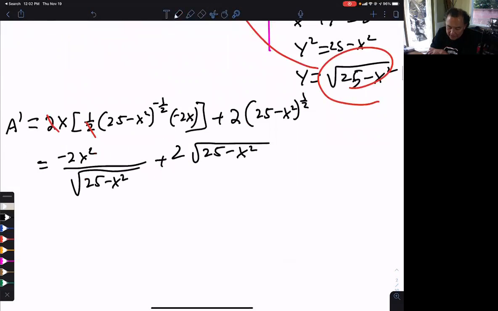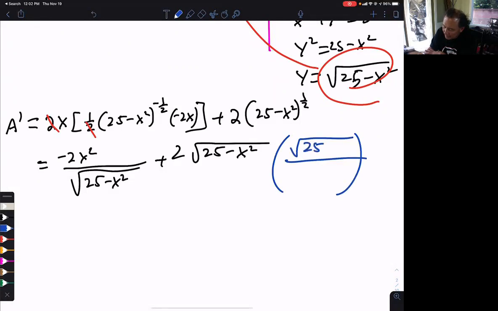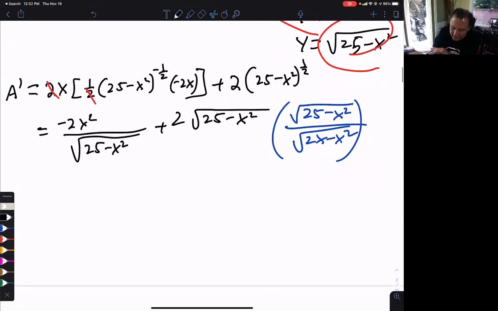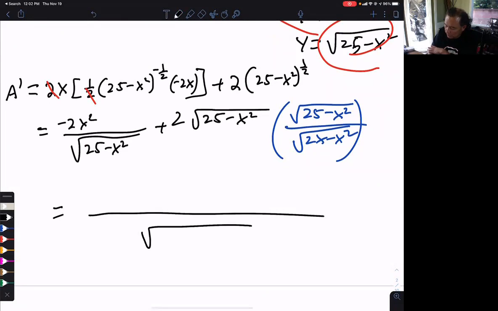Now I want to combine these fractions, so I need a common denominator, so I'm going to multiply by 1. Which one should I pick? I pick that one. Now I have a common denominator. Everything is over square root of, that's a 25. That's a 25. Common denominator of 25 minus x squared. So that's my common denominator.